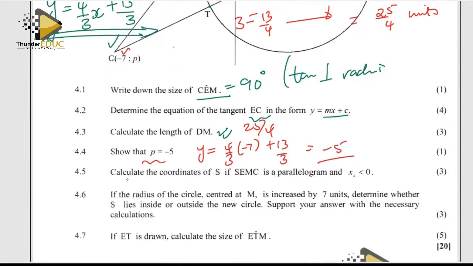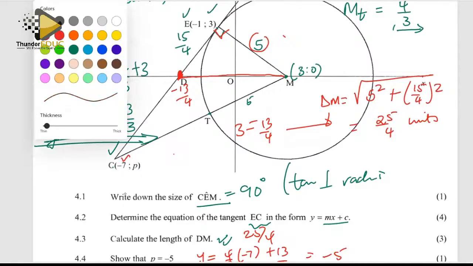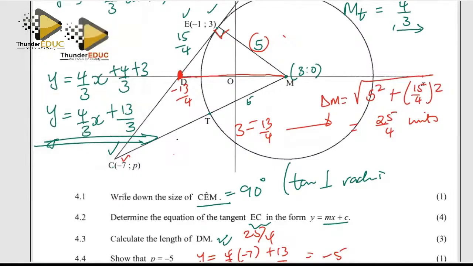Then 4.5, can we calculate the coordinates of S, where SEMC is a parallelogram and the X coordinate of S is negative, less than 0. So they're telling us that there is a parallelogram. In other words, there is some extra coordinate. So I'll put that coordinate around here and call that S. And then I have my X and then my Y. If I connect that and then connect that, I'll have some sort of a parallelogram. I know it's ramshackle, but it's no big deal.